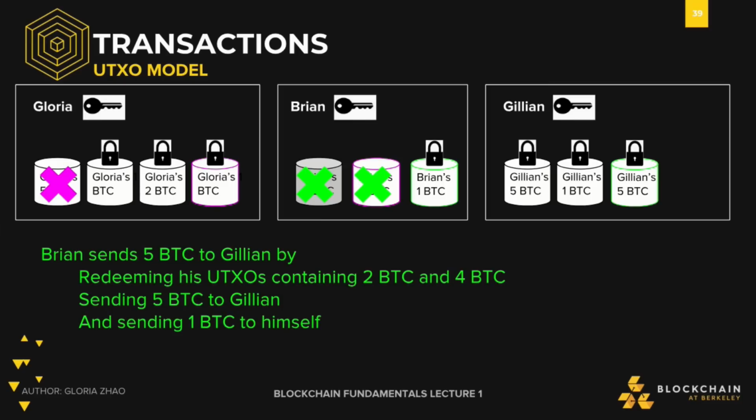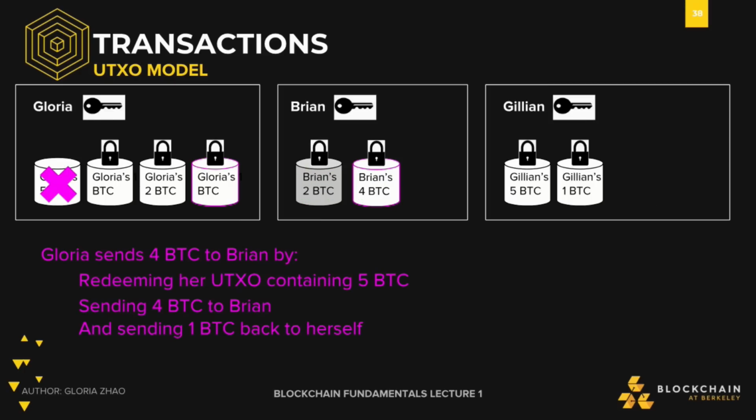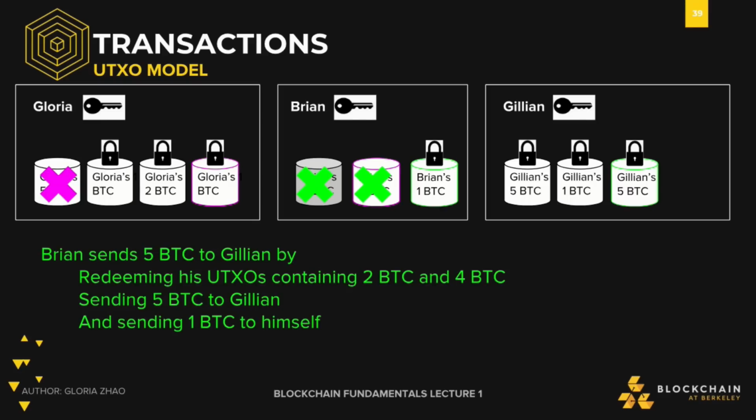Yes? What's the utility of sending it to yourself? So the idea is like change, right? Let's say Brian has 6 Bitcoins, right? He doesn't want to send Jillian all 6 Bitcoins. So he has to spend all of them, so he sends 1 back to himself. That makes sense. Yeah. Okay.